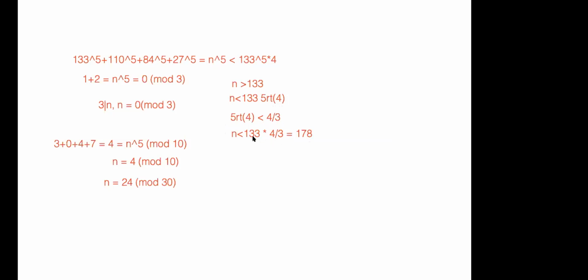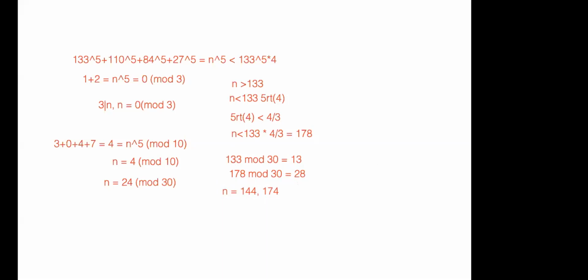So now after this, we can determine what n is because we know n is between 133 and 178. Now let's look at what n mod 30 is. So we know 133 mod 30 is 13, and 178 mod 30 is equal to 28. That means that there's two possibilities for n: n equals 144 or n equals 174.